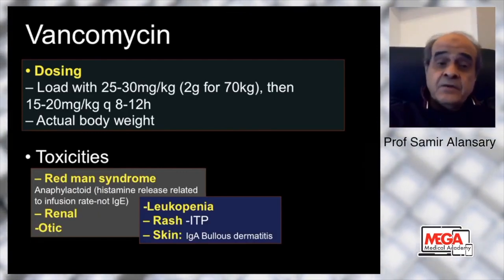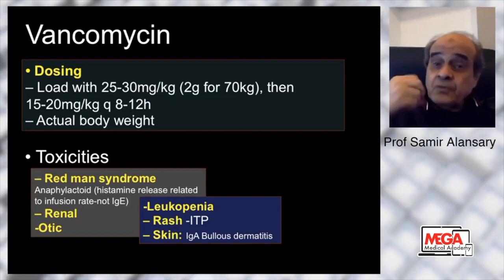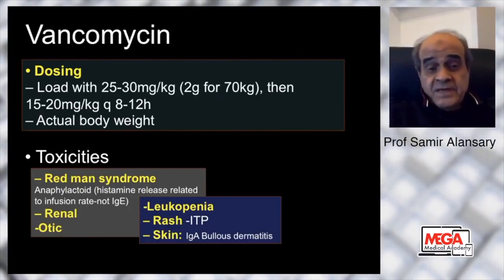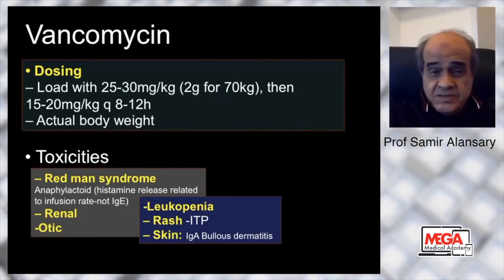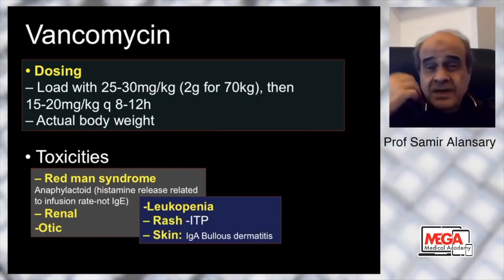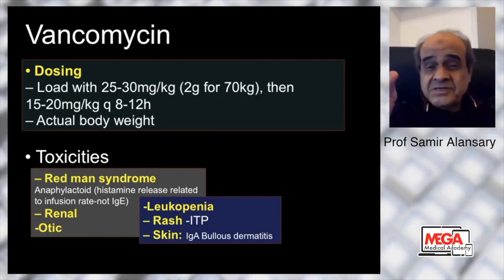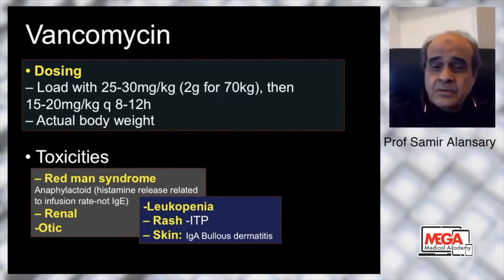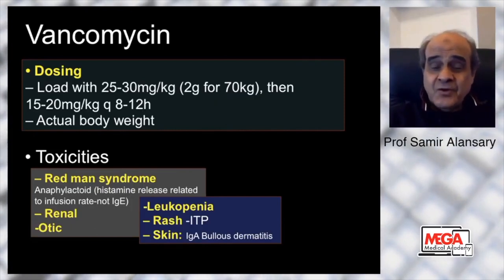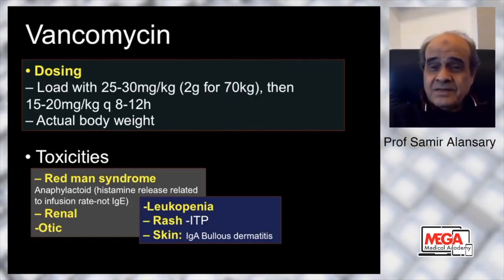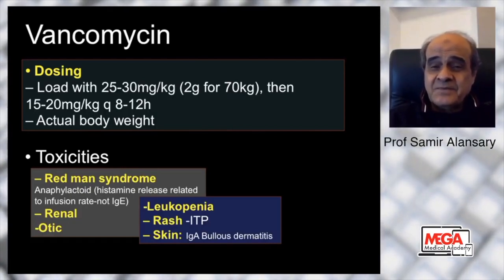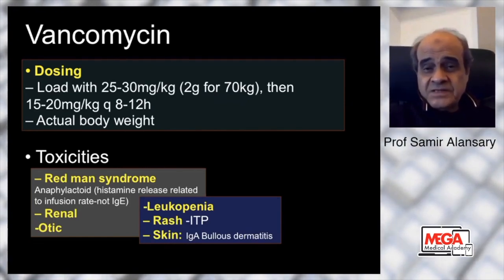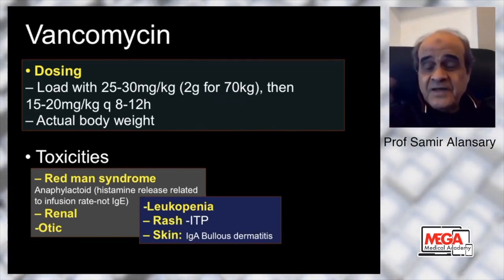For toxicity, take care of Redman syndrome if you inject your drug very rapidly, so it is better to give it slowly through infusion. Don't forget the renal complications and nephrotoxicity, and also the otic or auditory complications. Really, you can't predict the auditory complications in the ICU, especially with vancomycin combined with other nephrotoxic drugs like aminoglycosides, because it needs audiometry, and your patient can't tolerate audiometry, or we can't send most patients to the audio lab to check the effect of nephrotoxic drugs on the auditory nerve and the vestibular nerve.